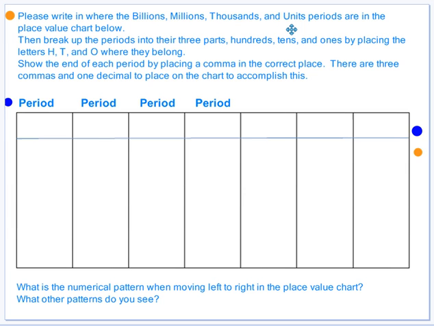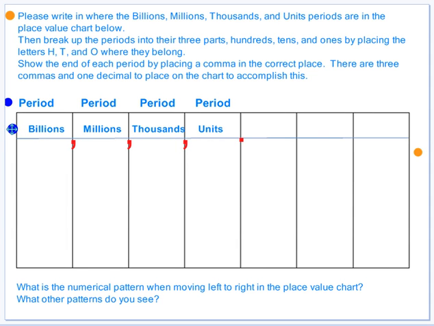Then the last element that you need to put into your place value chart is the 3 commas that separate our 4 periods, and then the decimal point that ends the whole number portion of the place value chart. So what I'm going to want you to do is to pause your video, do your best to label your place value chart, and then press play on your video again, and we'll check your answers. So go ahead and press pause now and do your best to make your place value chart. Okay.